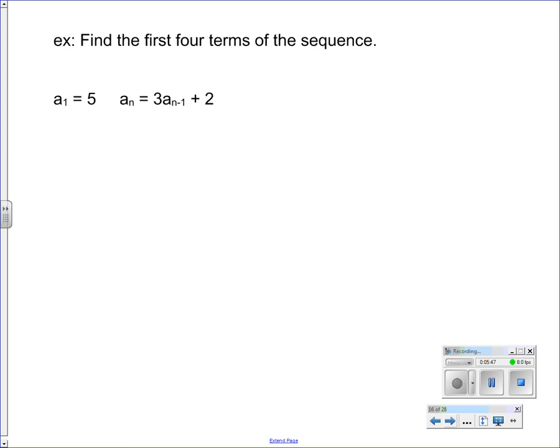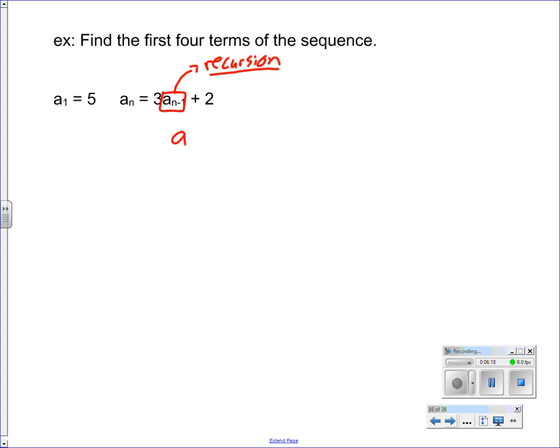So here's an example. We're finding the first 4 terms of the sequence, and here we have a recursion equation. We can tell because of this term right here, an minus 1. That tells us this is a recursion equation. So we're going to have to find all these terms. We wouldn't be able to jump and find the fourth one right away. We'd have to find all of them on the way there. We'll just go through how we use a recursion equation.